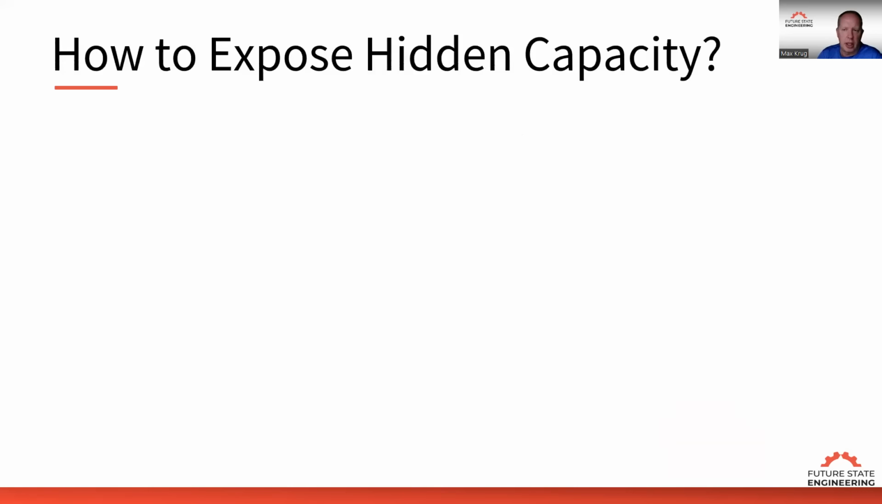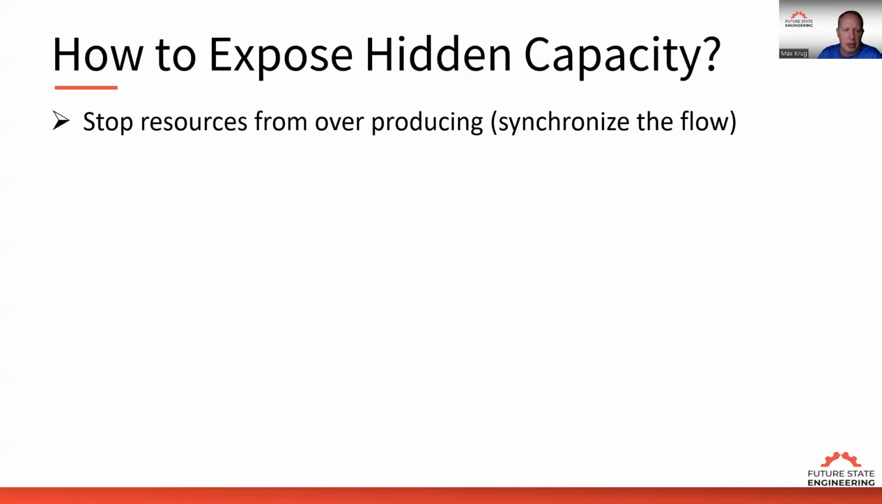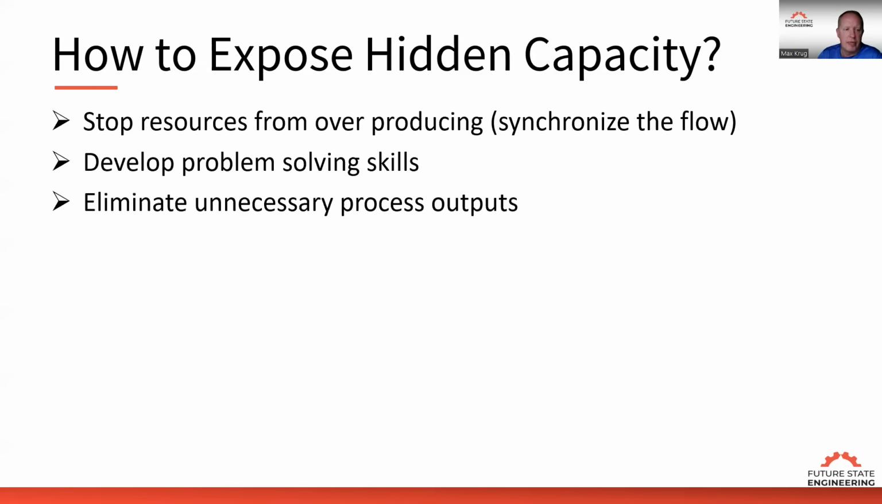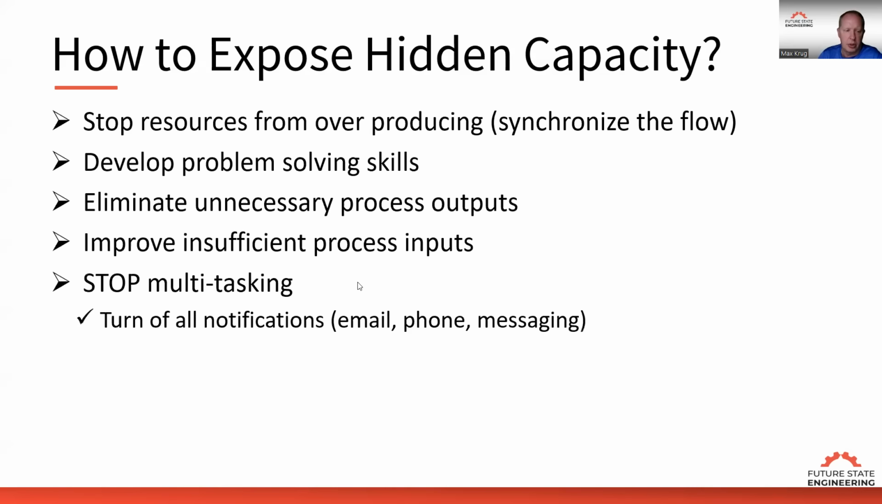Next, how do we expose that hidden capacity? First of all, stop resources from overproducing, so we want to synchronize the flow. Second, develop good problem-solving skills. Third, eliminate unnecessary process output. If there's stuff that people are doing that isn't needed in the next step of the process or by the customer, stop doing those things. Improve insufficient process output. If you're having quality issues, we can improve those outputs by eliminating those quality issues.